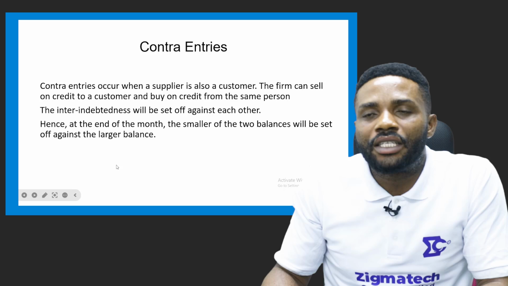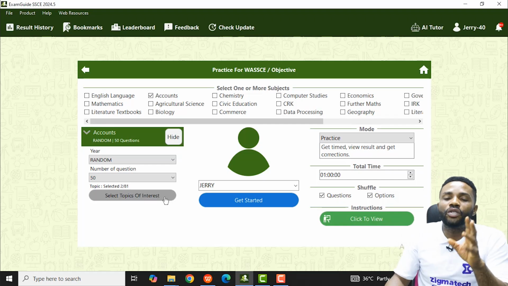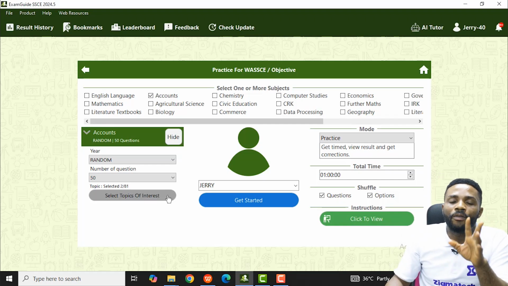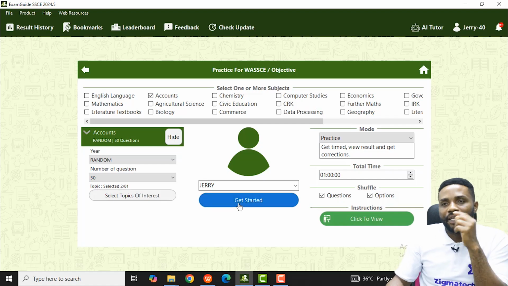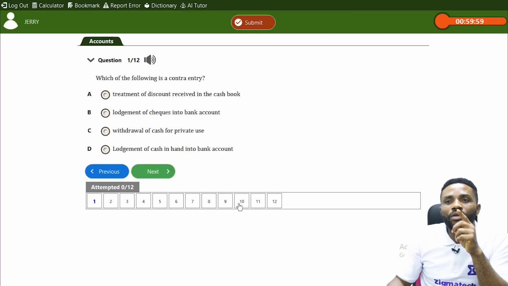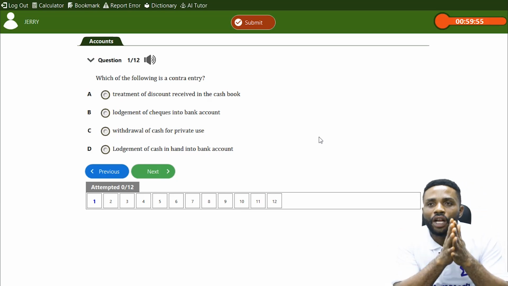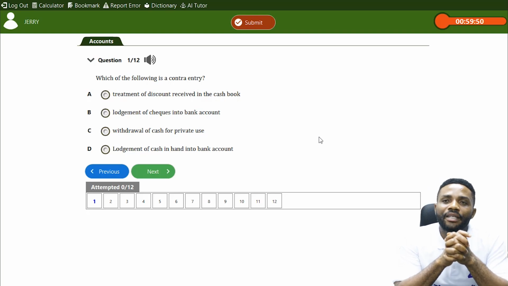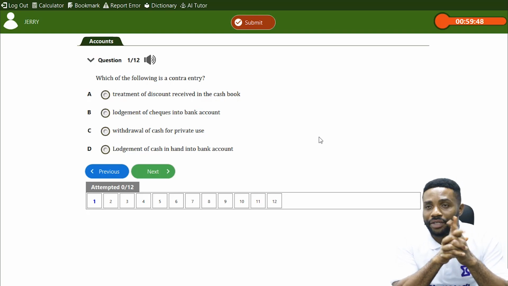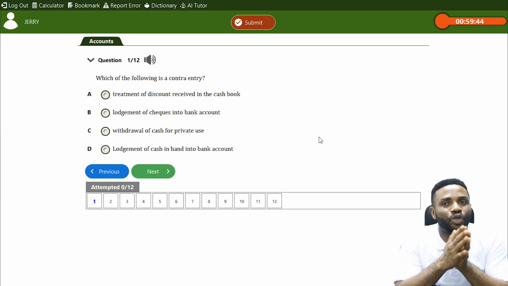Having said all of this about the control account, we are quickly going to check our exam guide. So once you have been able to choose your topics of interest, you just go straight to get started. Once you click on get started, all the questions under all the years will now pop up. Now look at this, number 1. They said, which of the following is a contra entry? Remember, we have explained the concept of contra entry under control account.